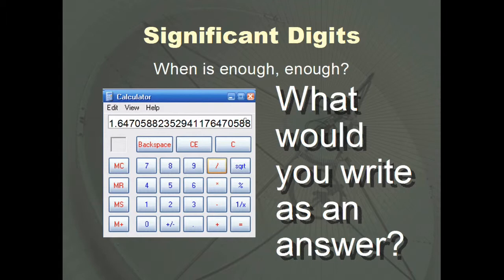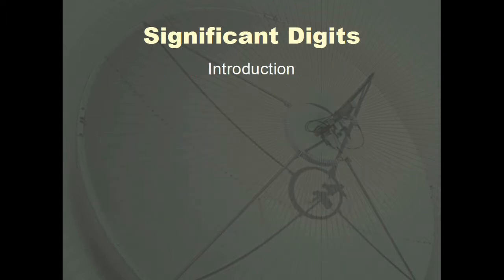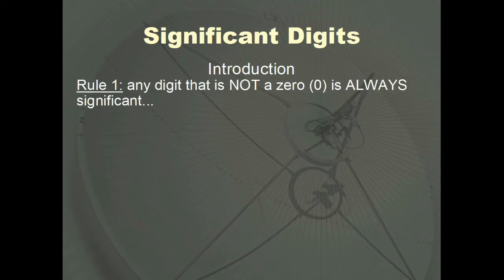There must be a way of figuring that out, how much you need to write down and what the correct answer would be. Well, let me give an introduction to significant digits. There are certain rules attached to it. Rule number 1. Any digit that is not a zero is always significant. So 1s, 2s, 3s, 4s, 5s, and so forth.